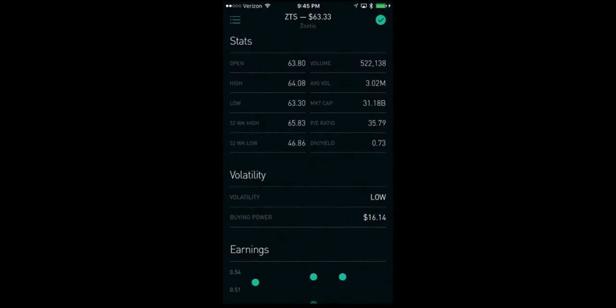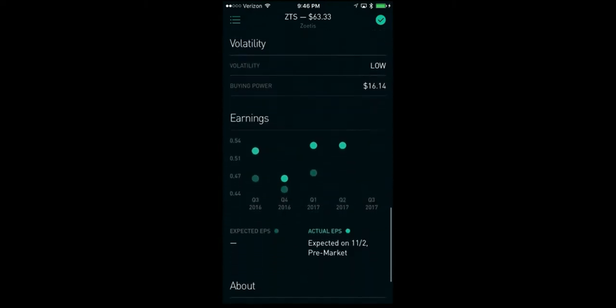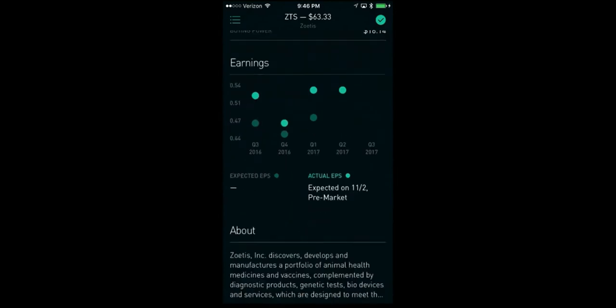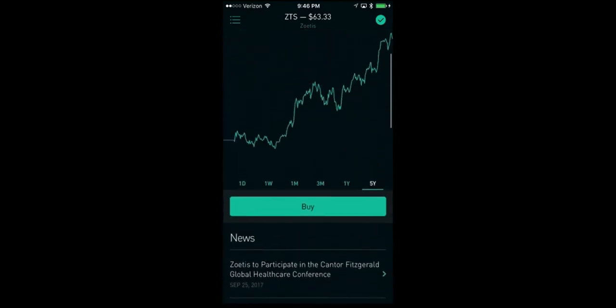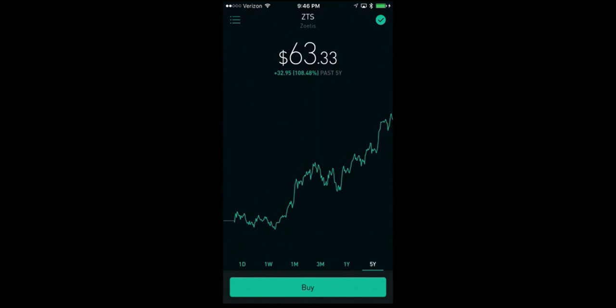Has a dividend, but of course 0.73. Not substantial, but the growth of this company definitely makes up for the small dividend. 52-week low, 46.86. It's currently at 63.33. So definitely a good growth stock, with good earnings. And I'm sure people love their pets, so this is definitely not going anywhere. So to me, a really good long-term.